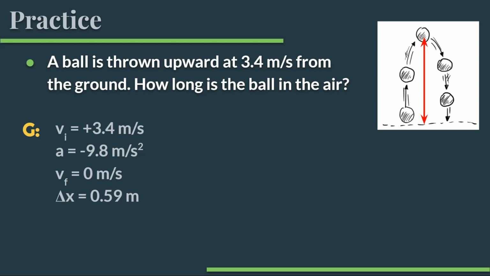Follow-up question: how long is the ball in the air? Now I added this to my list of givens, that 0.59 meters that we just found. Again, I know that that's true for the top position. So these two things right here are true about the top of the trajectory that this object is taking.